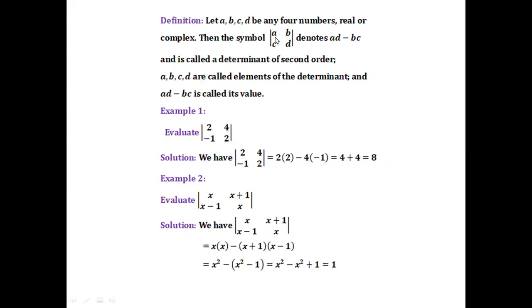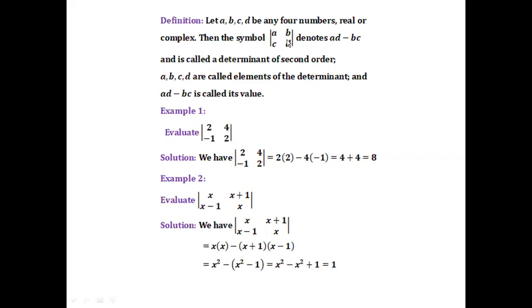Here, the elements A, B and C, D are represented horizontally, known as rows. Thus, here two rows are present. This is first row and this is second row. Similarly, the elements A, C and B, D are represented vertically, known as columns. AC is called the first column and BD is called the second column. Here, two rows and two columns are present. Therefore, this is the determinant of order 2 by 2.